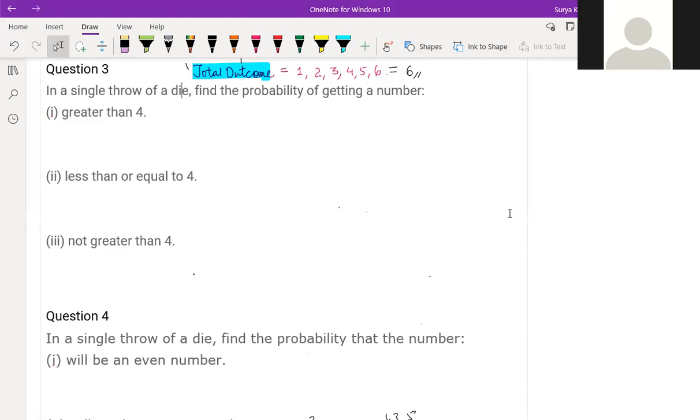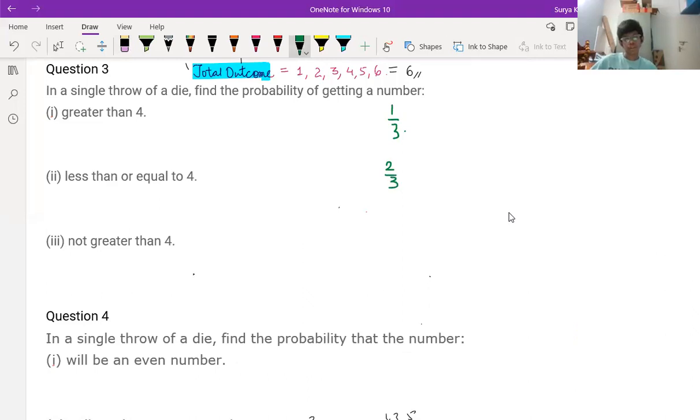See, greater than 4, 5 and 6. The 2 by 6 is the answer, 1 by 3. Sir, all of you are getting 1 by 3. Yes, sir. 2 by 3, and less than or equal to 4, 2 by 3. Not greater than 4, 2 by 3 only. Sir, I got 2 by 3. All are correct then.